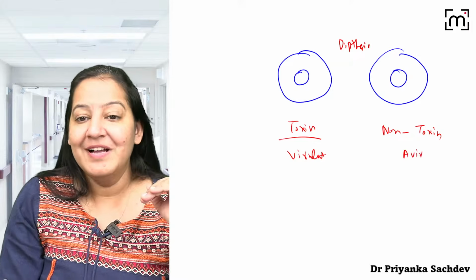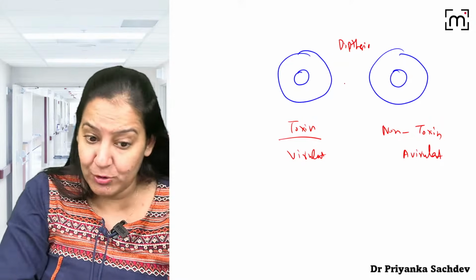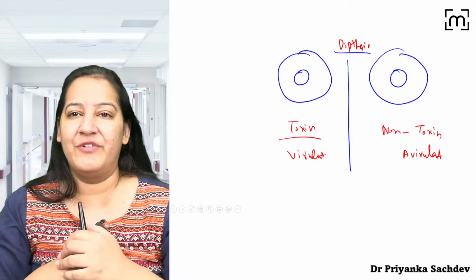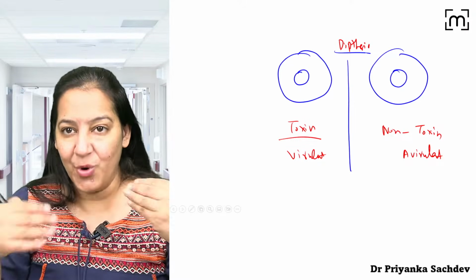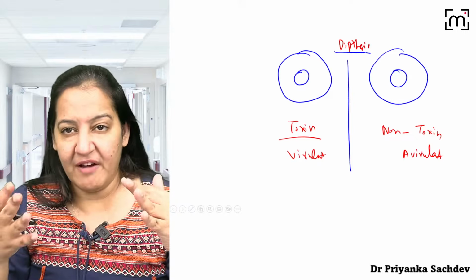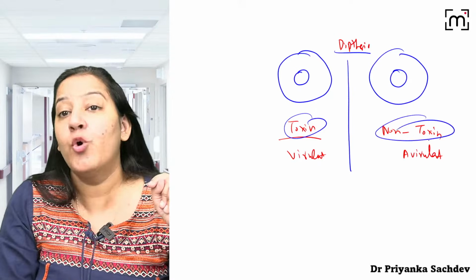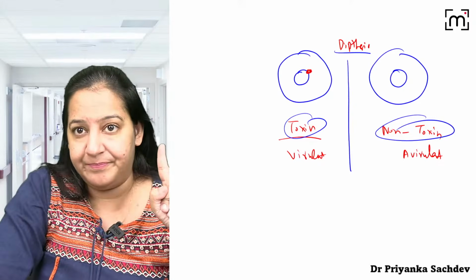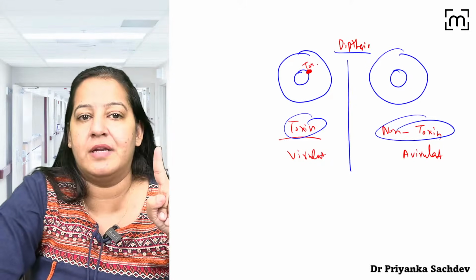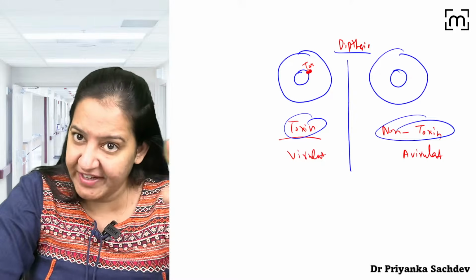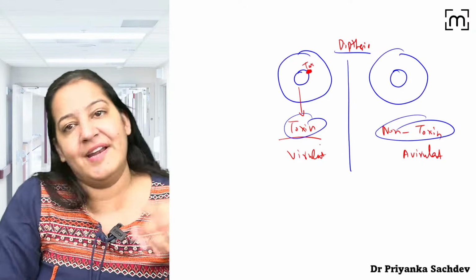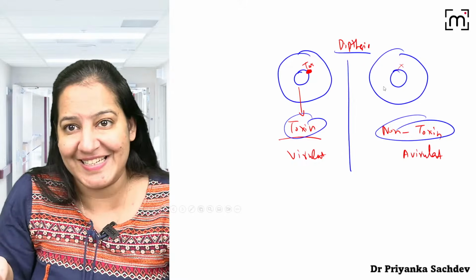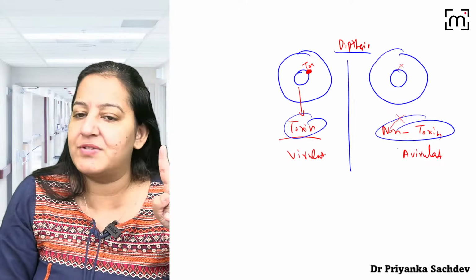Like in pneumococcus, the capsule was required for virulence, in diphtheria, toxin is required for virulence. So who will decide whether diphtheria will produce toxin or not? For toxin production, the diphtheria has a gene. The name of the gene is tox gene. So the diphtheria which has the tox gene will produce toxin and it will be virulent. If the tox gene is absent, it will not produce toxin and it is avirulent.